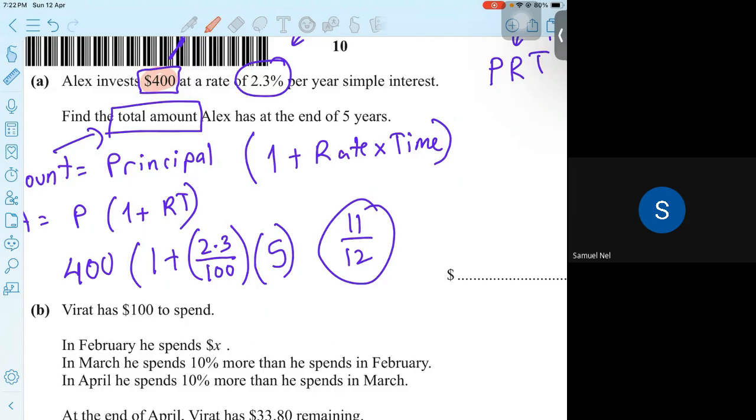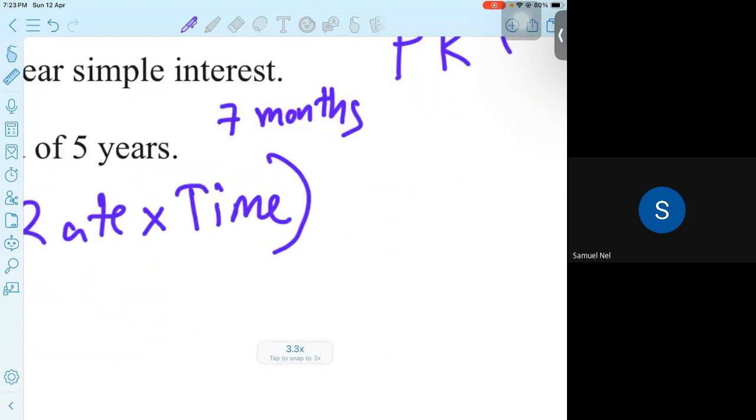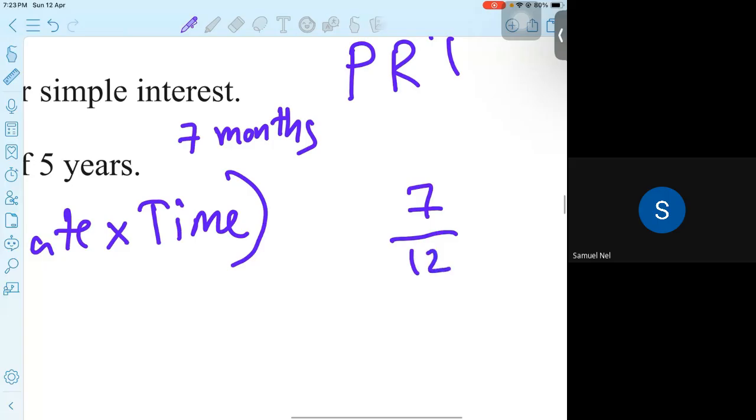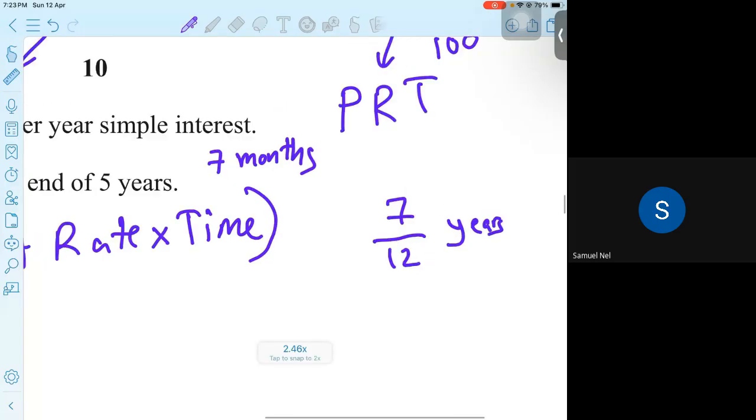So if this question, instead of years, suppose gave you, let's say 7 months, you still have to write this as a year. And the way you write this is 7 over 12. That is the year, okay? I hope you know this.